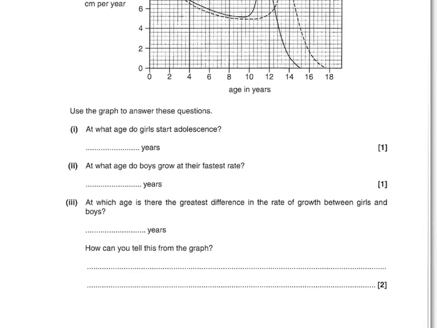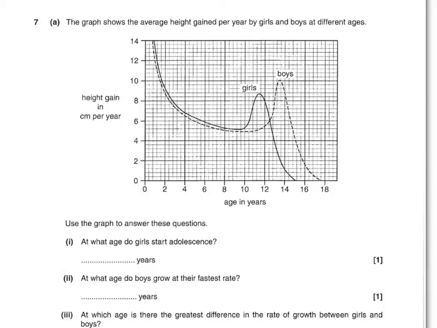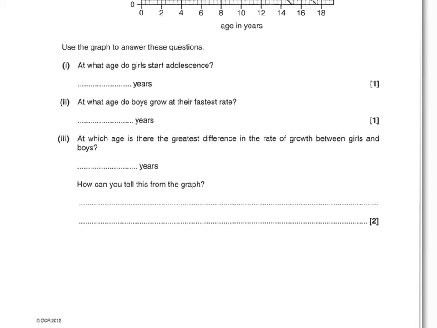It says, at what age is there the greatest difference in the rate of growth between girls and boys? So the greatest difference you'll see is here. So where boys have a peak and the girls are quite low. So that's around 13.5. And it says, how can you tell from the graph? And that's because of the greatest distance between the two lines. So you get 1 mark for 13.5 here, and 1 mark by saying there's a greatest distance or height between the two lines. You could have had any answer between 13 and 14 here to get the mark.